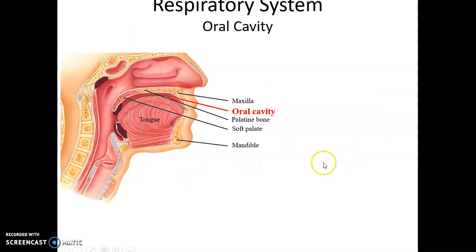Oral cavity. Oral cavity is not part of the respiratory system. It is considered only part of the digestive system. However, we all know we can breathe in and out of our mouth, so just wanted to mention that.